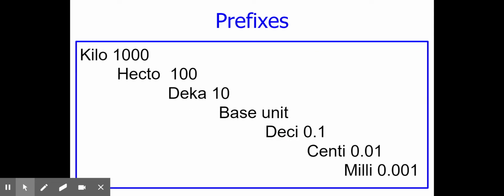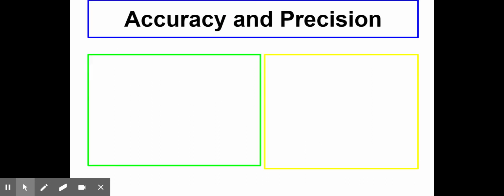There are some prefixes for the units. Kilo is 1,000, hecto is 100, deca is 10, and the base unit is gram, liter, or meter. Then deci is 0.1, centi is 0.01, milli is 0.001. I'm not going to go through the detail. Please watch the Edpuzzle video for more explanation about these prefixes and how we are going to use them, and take some notes following the Edpuzzle video.